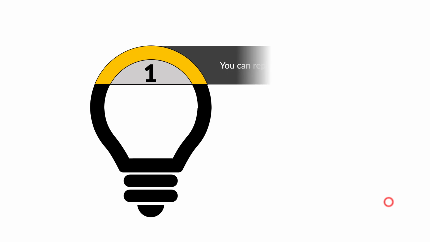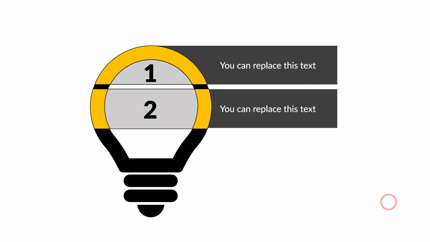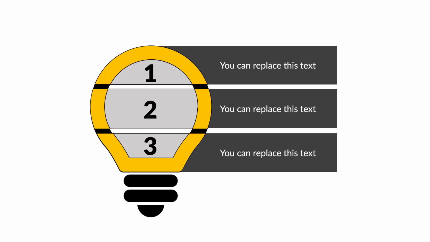First, all you see is a bulb, which is a metaphor for idea. Then I say, let me show you the three components of this idea. The first component is this, second is this, and third is this.